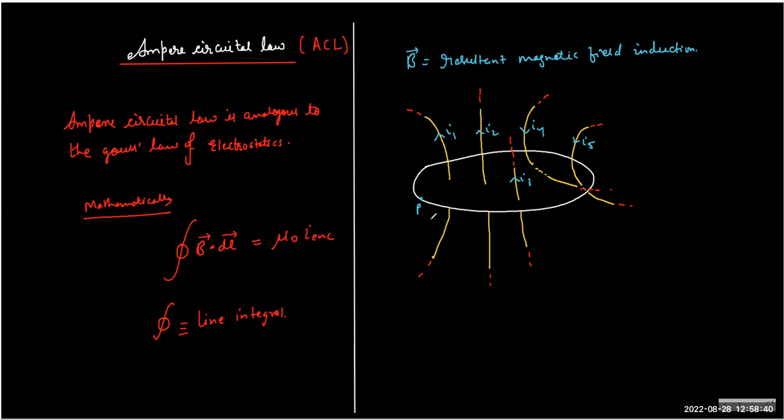If every wire is representing some current in a circuit, then the net magnetic field at point P will be due to 5 circuits, right? Assuming that there is no other circuit in the vicinity. So if I draw another current here, I6, and let's say I7, now how many circuits will contribute at point P? 5 or 7?